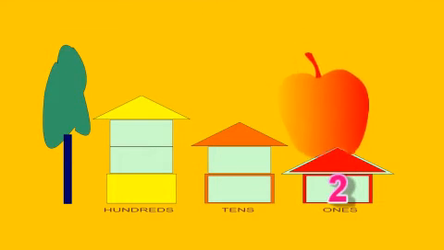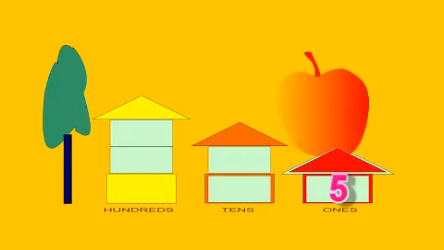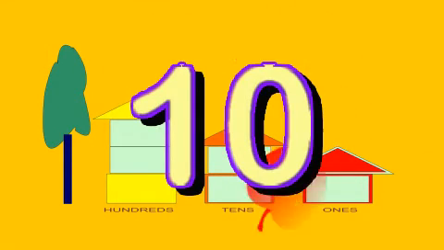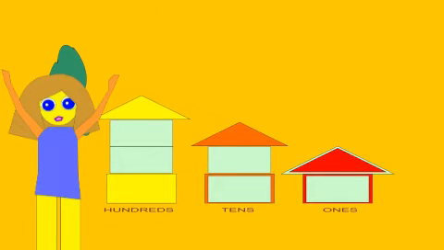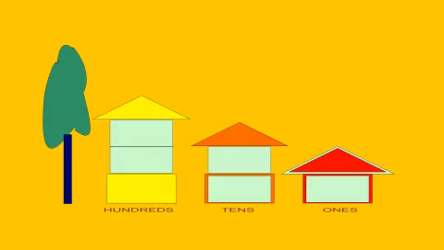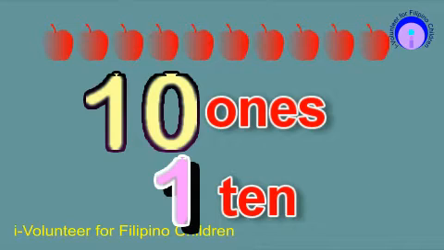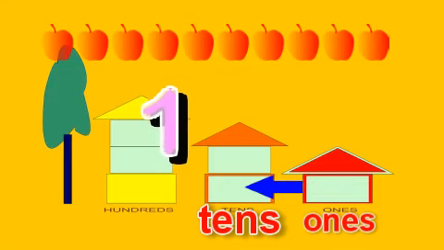Ivy continues to harvest the apples until she gets a problem. 10 apples is no longer allowed inside the house. What will I do now? Don't worry. 10 ones is equal to 1 ten. We will transfer your 10 apples to the orange house.